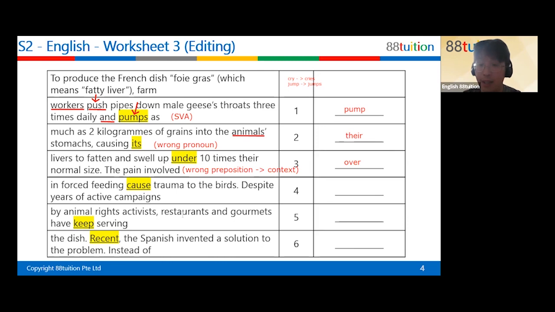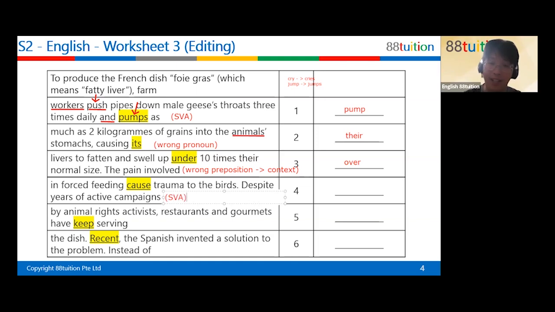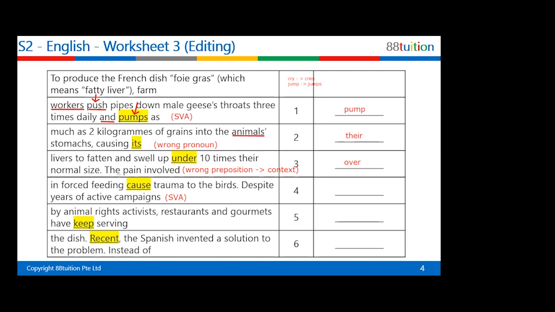So that's that. The pain involved in force feeding caused trauma. Once again, we have another. What kind of error is this? Can someone tell me? Subject-verb agreement. Yes, Jaden, thank you. So this is SVA. Now, Jaden, can you tell me what is the subject that actually owns the verb here, cause? We're not talking about human, we're talking about a feeling in this same sentence. The pain. The pain, that's right, very good, thank you.